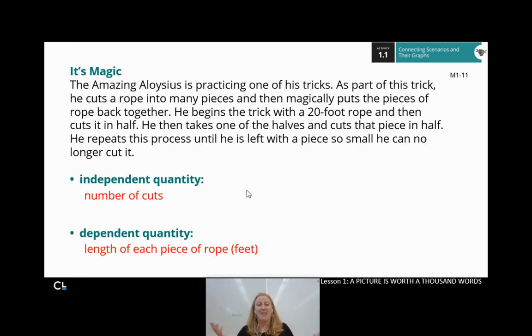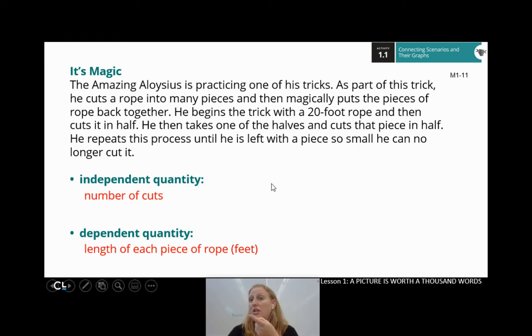If I know how many cuts he made, I can be like, okay, cut it in half, cut it in half, cut it in half, cut it in half. If I know how many cuts he made, I can figure out the length of each piece of rope. If I don't know that, I can't figure that out. So first I need to know the number of cuts he made, and then I can figure out how long each piece of rope is. So in this case, the rope was getting smaller and smaller.